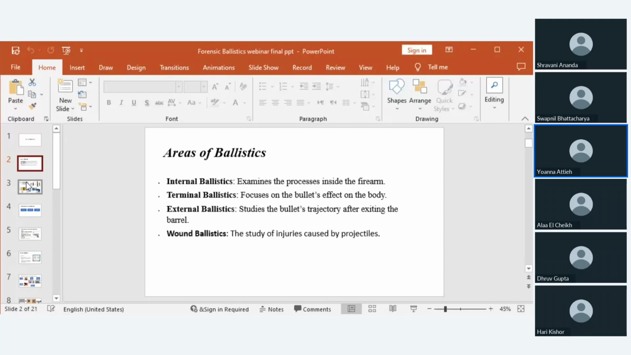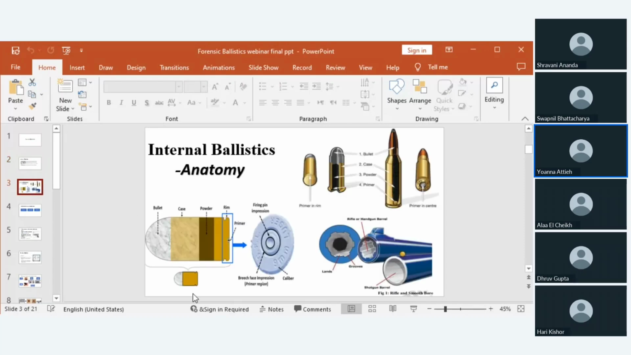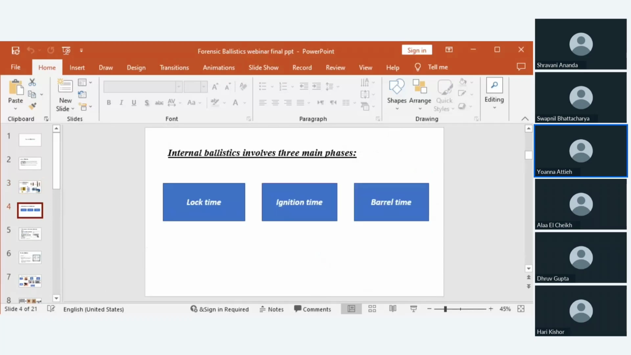As you can see in slide number 3, we have the case, which is composed of the bullet, the case, the powder, the primer, and we have the GSR inside the case. So I want you to know that internal ballistics refers to the processes occurring inside the firearm. As the projectile is fired, this sequence begins with the ignition of the propellant and continues until the projectile exits the muzzle.